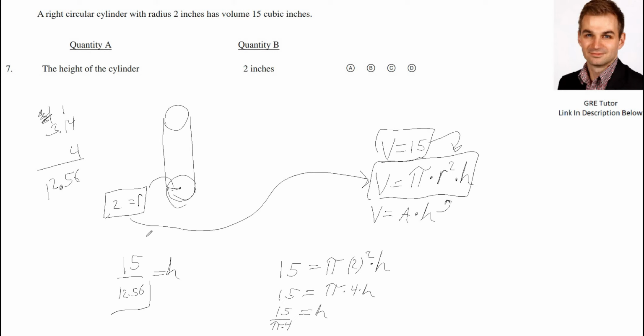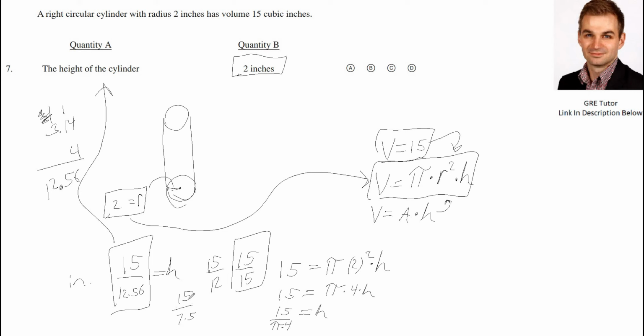Alright, so this is the height of our cylinder. So let me ask you guys, what is greater, 2 inches or 15 over 12.56 inches? This is pretty close. Like 15 over 15 is 1. Alright, so 15 over 12 is a little bit greater than 1, but 15 over 15 is 1. You've got a little bit over 1, but it would be something like 15 over 7.5 that gets you all the way to 2.